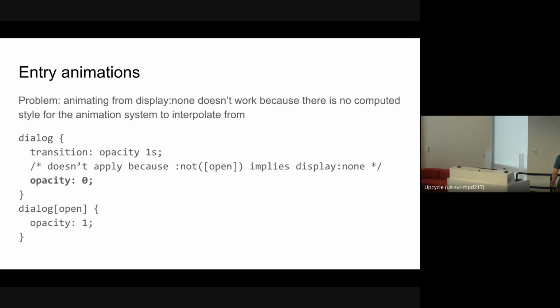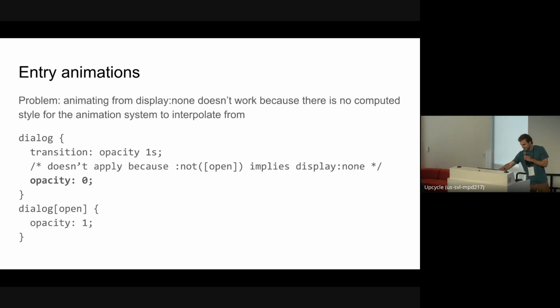The first thing for entry animations is that animating from display none doesn't work well. When the dialog is closed and you click open, it goes from display none to display block. And then you can see there's 2 style rules here. We want the opacity 0 to transition to opacity 1, but it doesn't actually work because the animation system never gets to see this first style rule that says opacity 0, because during that time it's also display none and it blows away all those rules. So we just are left with opacity 1.